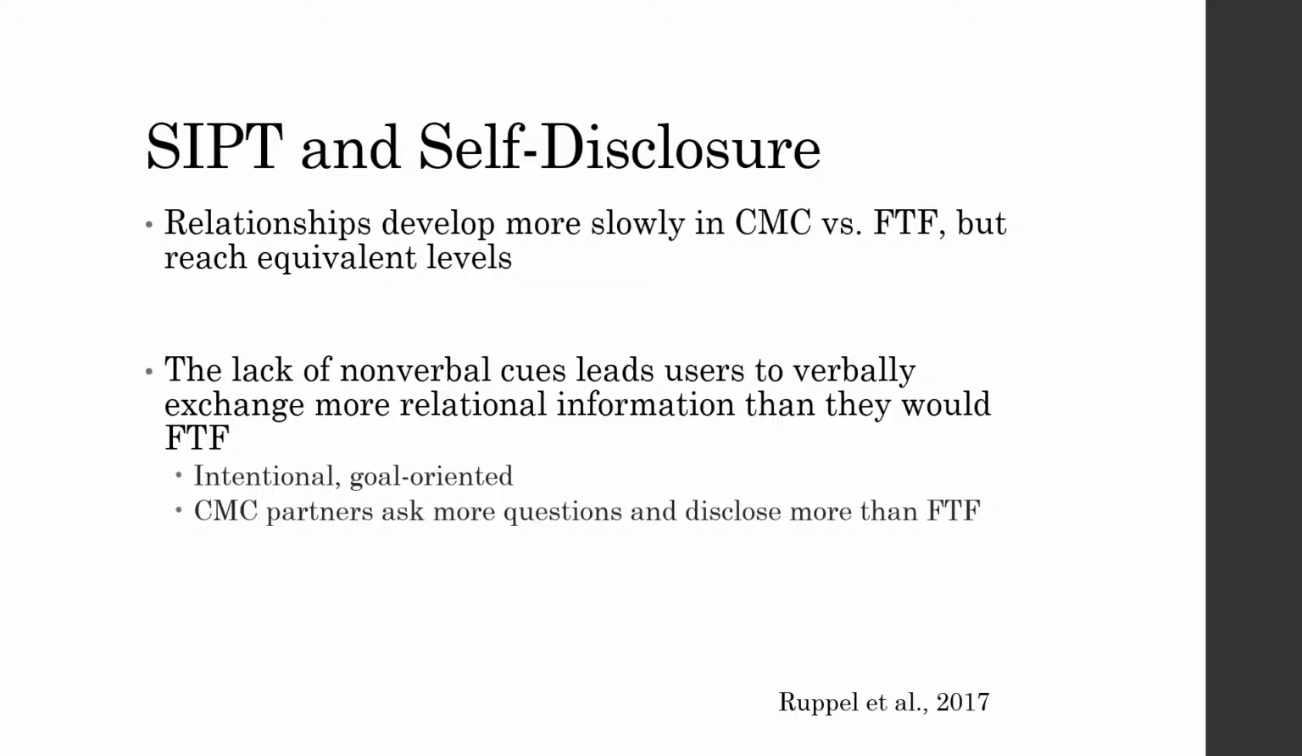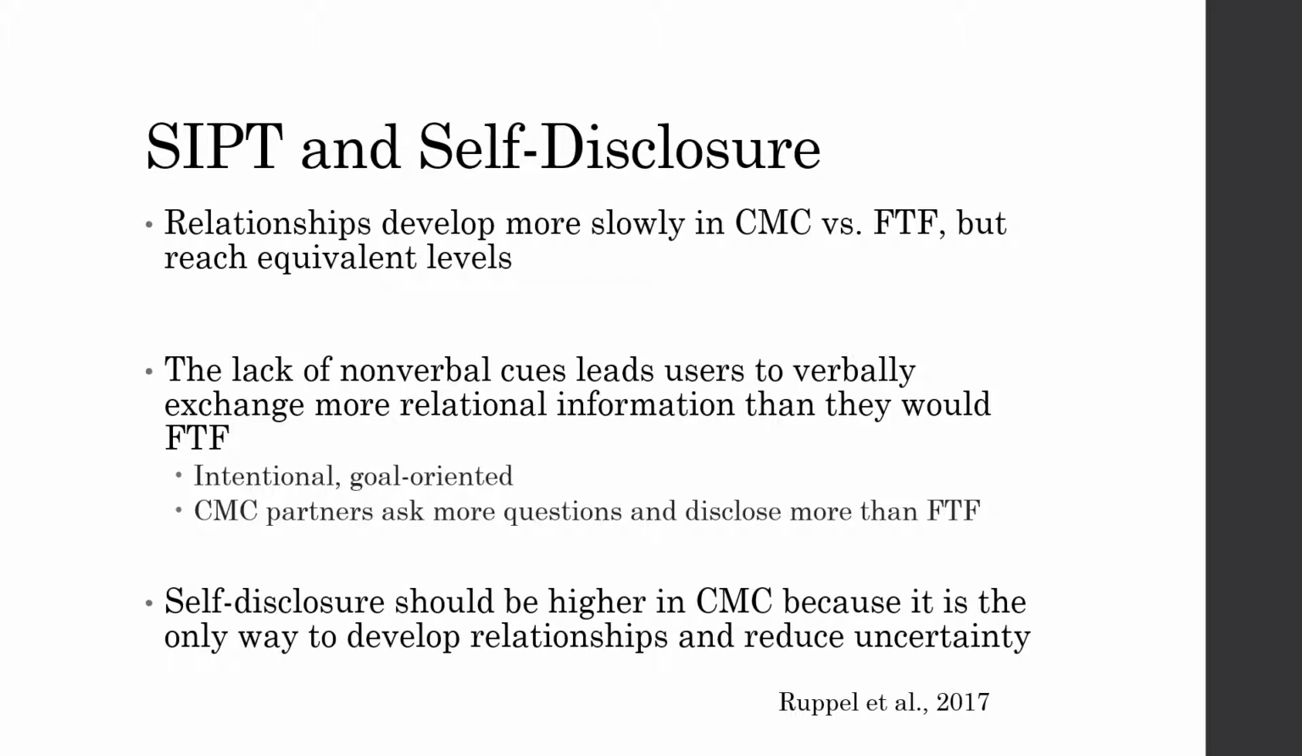And that goal is to get to know someone, to form an impression of them, and to reduce uncertainty about that person. So another thing that we know about self-disclosure is that it helps to reduce our uncertainty about our interaction partner because we're gaining information. So disclosure is an information-seeking strategy. And in fact, it has been found that we tend to ask more questions and disclose more information in computer-mediated contexts compared to face-to-face contexts. So their primary prediction is that self-disclosure will be higher in computer-mediated communication because it's really the only way to form a relationship and to reduce uncertainty.